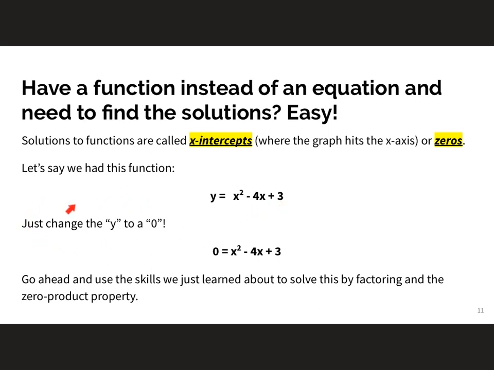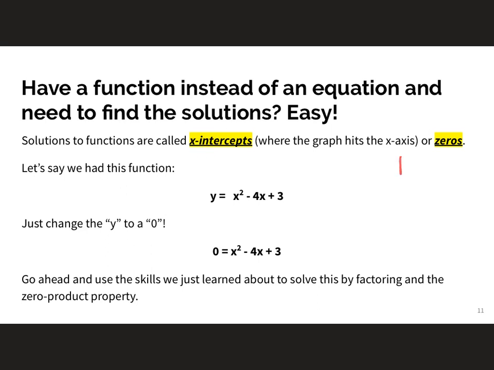All we would need to do in order to solve for this function is just change the y to a 0, and then go ahead and use the skills that we learned about solving quadratic equations. So you can turn a function into an equation, and then just use those equation solving skills in order to actually solve the function. And remember that whenever you solve the function, you're just finding the x-intercept.